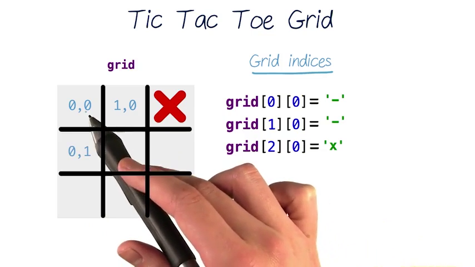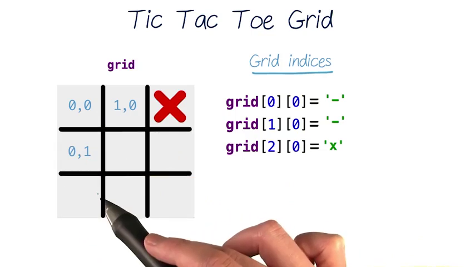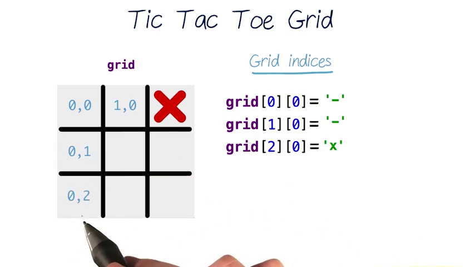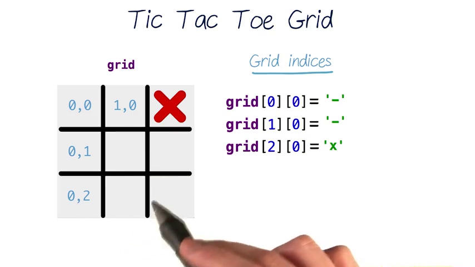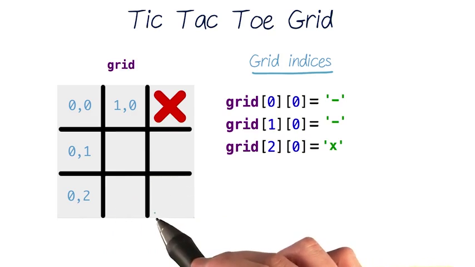Now what about these other spots? Well, the spot right below 0, 0 is 0, 1. Can you guess what the indices will be for this bottom left corner? This pair of indices will be 0, 2. And you might be noticing a pattern. To access the character at any position in this grid, we can basically treat these indices as x, y coordinates.